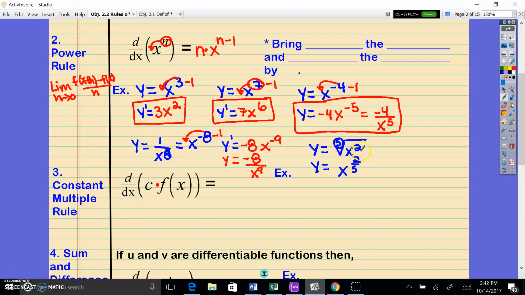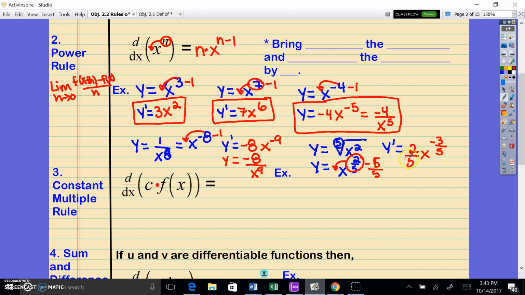Now, I haven't taken a derivative. I just rewrote it so that I have x raised to some power. And now let's get ready to do that derivative using the power rule. So I'm going to take my power and I'm going to send it to the front. And it will be 2/5 x. And now I have to subtract 1. Now here's where it gets tricky. It is a fraction, so subtracting 1 is the same thing as subtracting 5 over 5. You want to have that common denominator. 2 minus 5 is -3 over 5.